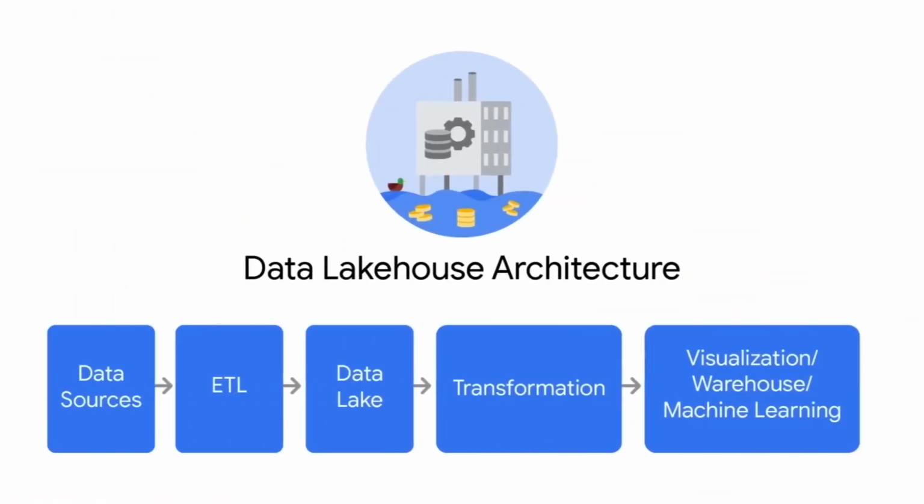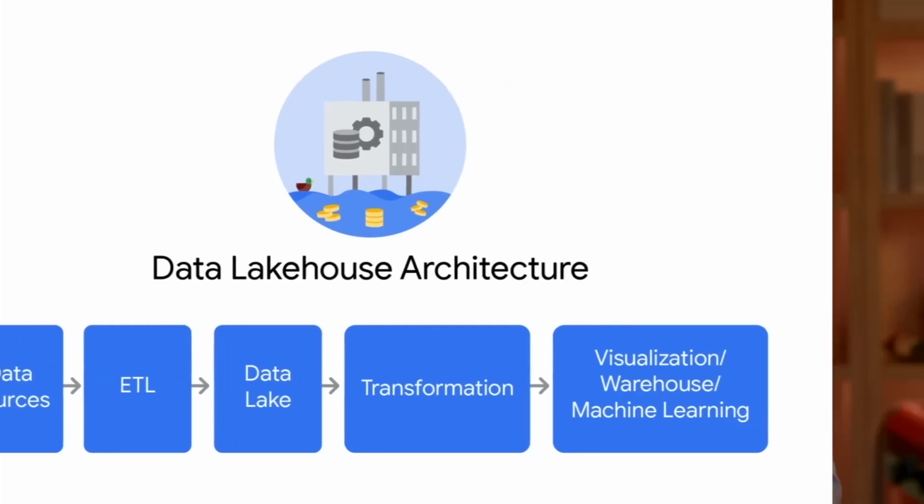You'll notice that some of the components and technologies in a data lakehouse architecture are also found in a data warehouse architecture. The data lake architecture starts with all data and moves into the ETL process. From here, the data moves into the data lake. Then, it is transformed before moving into a data warehouse, a visualization program, or into a machine learning model.